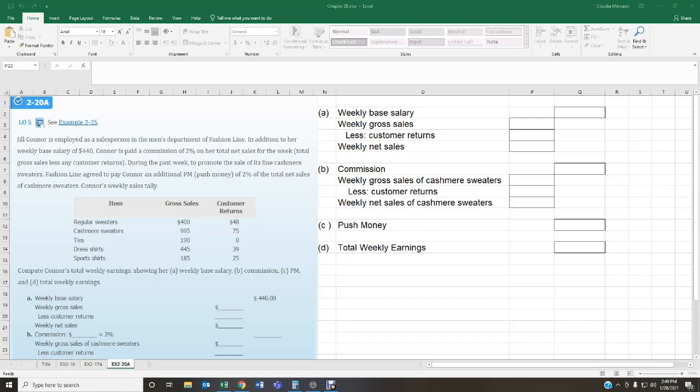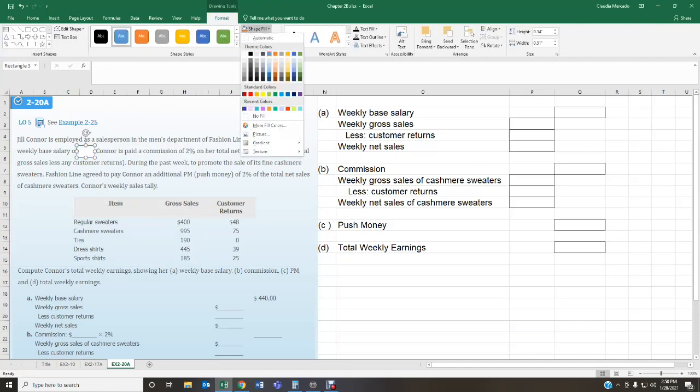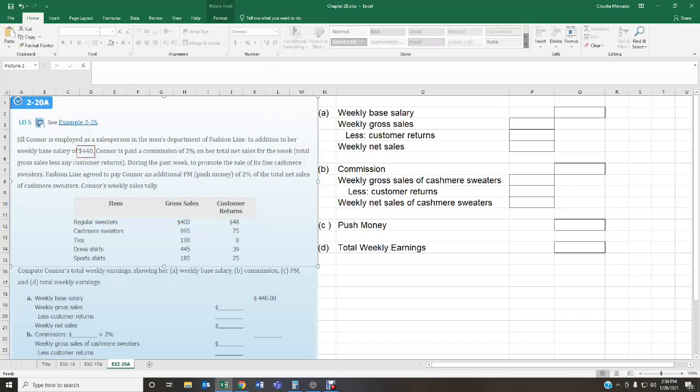Okay, so let's start off with our weekly base salary. The problem does state that our weekly base salary is $440. That is given to you in the problem. Okay, I didn't make that up. That is provided for us in the problem. So my weekly base salary is $440. Okay, I'm going to put that in there.